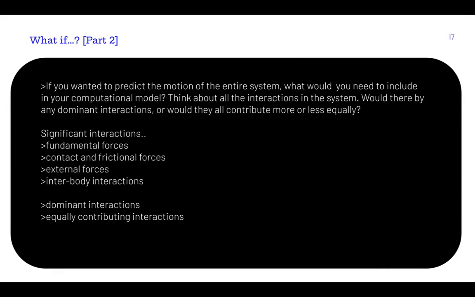Now, regarding dominance, it often depends on the scale and specifics of your system. For dominant interactions, in many cases, one type of interaction overwhelmingly dictates the behavior of the system. For instance, in this scenario, the interaction between the black hole and the star will be more dominant than the interaction between the planet and the star because of their masses.